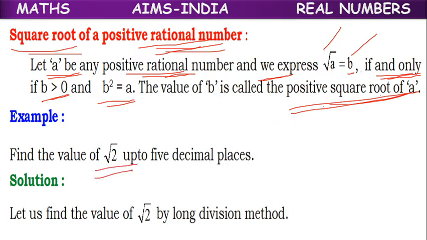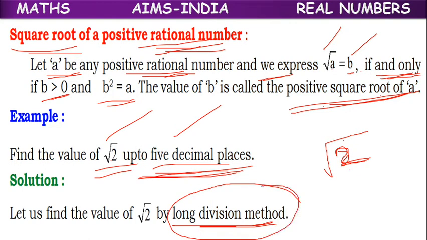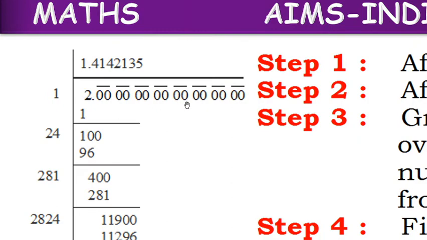So here we have a question. Find the value of root 2 up to 5 decimal places. So here 2 is a positive rational number. But now we want to find the square root of a positive rational number up to 5 decimal places. We can do this by the long division method. So here, children, this is the long division method.